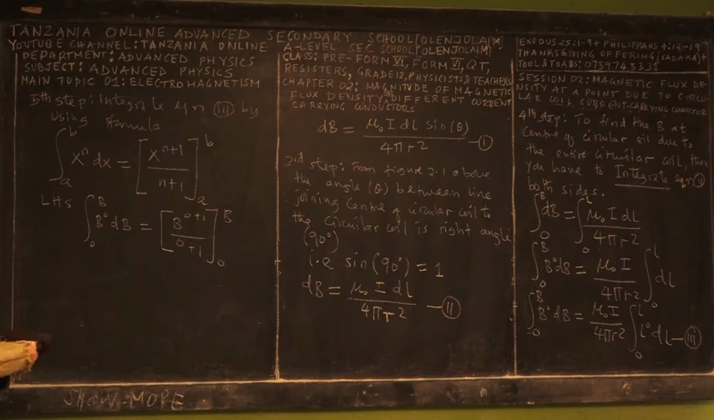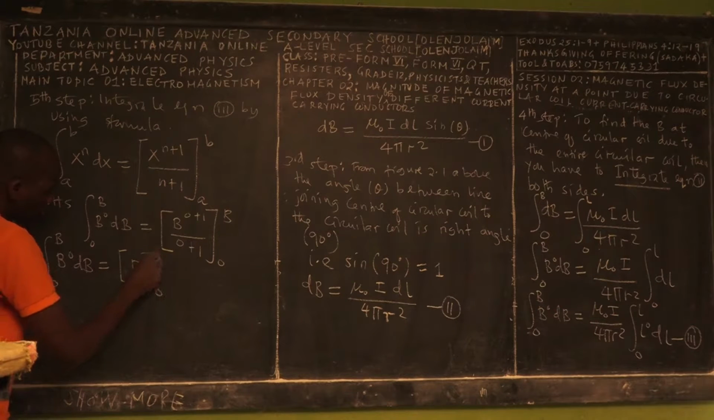So then, if that's the case, you integrate from 0 to B, magnetic flux density power 0. Students used to ask how to integrate this one. I used to have weak students who don't love advanced mathematics. 0 plus 1 is 1, so B power 1 over 1, the answer is B, from 0 to B.